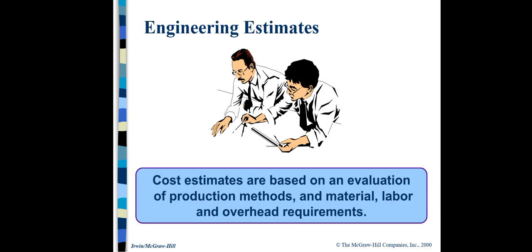And then engineering estimates. The engineering estimate is where the cost estimates are based on the evaluation of production methods and material, labor and overhead requirements. Jadi estimasi teknis ini adalah biaya itu diestimasikan berdasarkan rangkaian evaluasi terkait dengan metode produksi, bahan baku, pekerja, dan kebutuhan BOP-nya, biaya overhead pabrik. Jadi ini benar-benar teknis ya, detail. Jadi dia benar-benar observasi untuk bisa mengetahui ini biaya tetap atau biaya variabel.